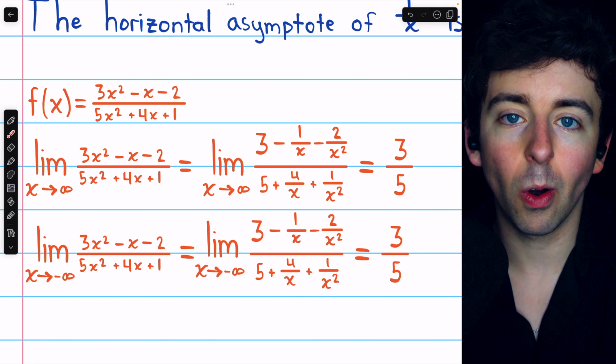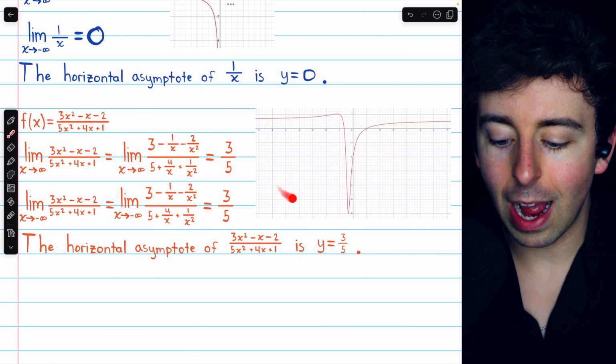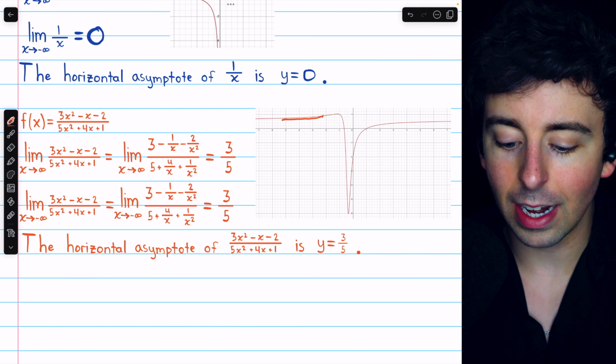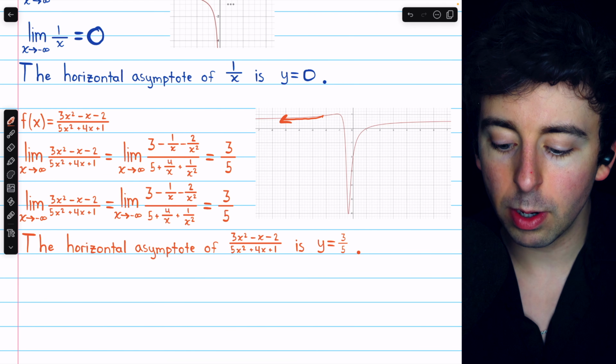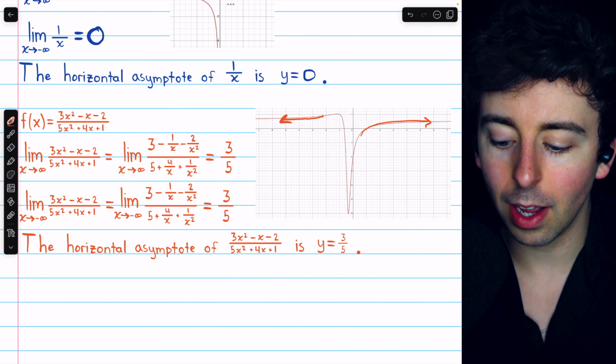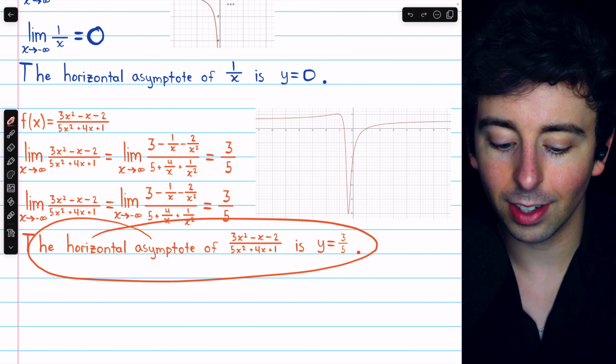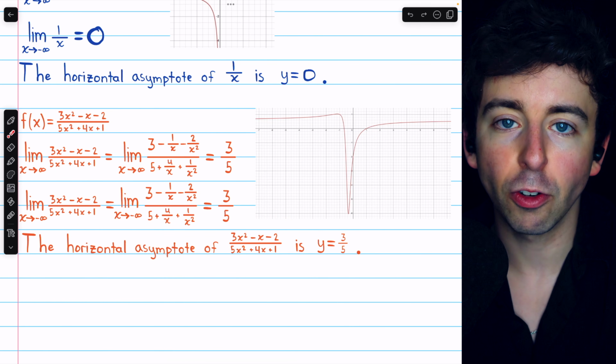There's just one horizontal asymptote. This is a graph of the function, pretty wacky looking. You can see that as x goes to negative infinity, it's approaching 3/5, and as x goes to positive infinity, it's approaching 3/5. That is the one horizontal asymptote of this rational function.